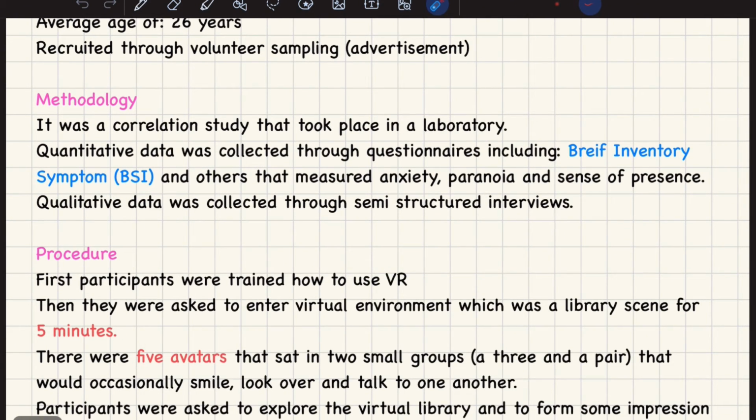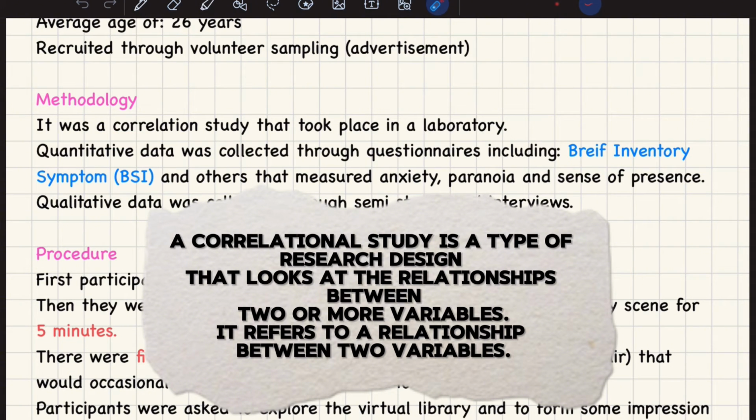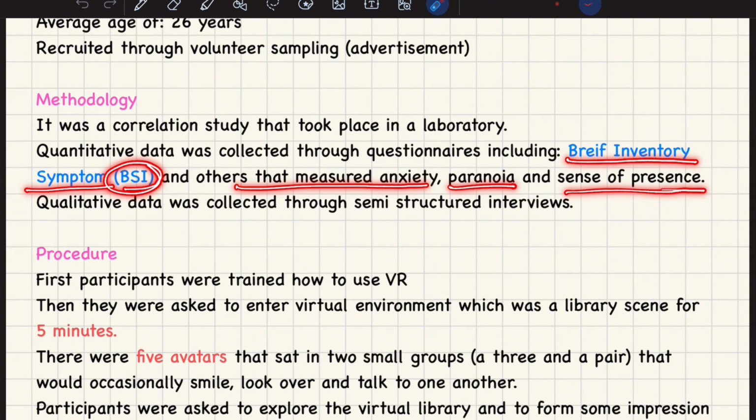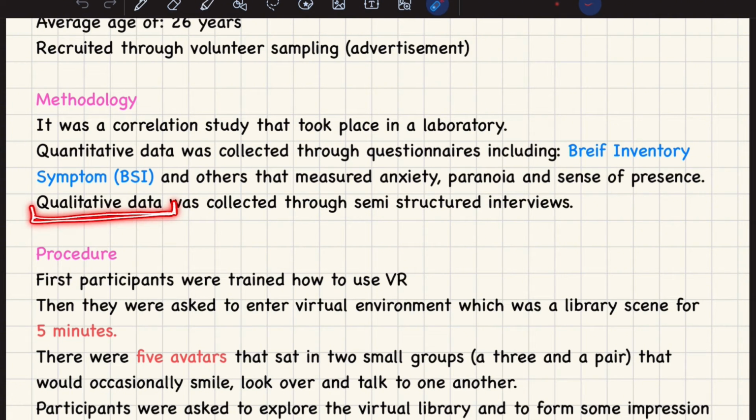Now, this was a correlation study, and this experiment took place in a laboratory. Quantitative data was collected through a lot of questionnaires, and one of them is the Brief Symptom Inventory, BSI. Others measured anxiety, paranoia, and sense of presence. These were all different questionnaires, but if you want to learn the name of one, learn this name: the Brief Symptom Inventory, BSI, is a 53-item questionnaire. Qualitative data was also collected through semi-structured interviews.